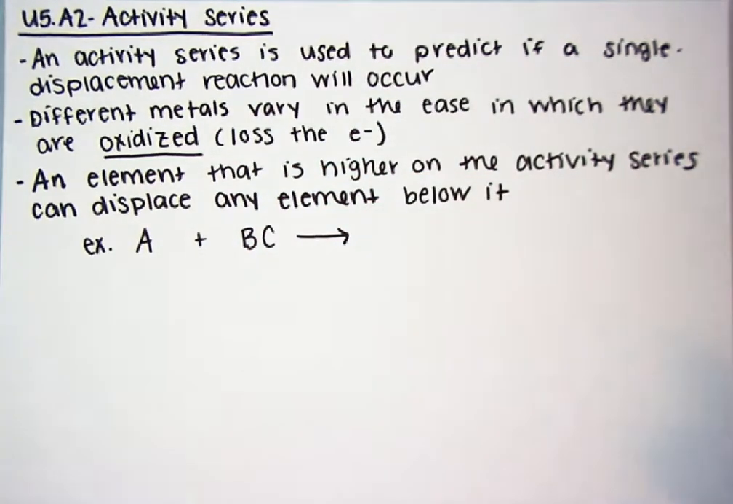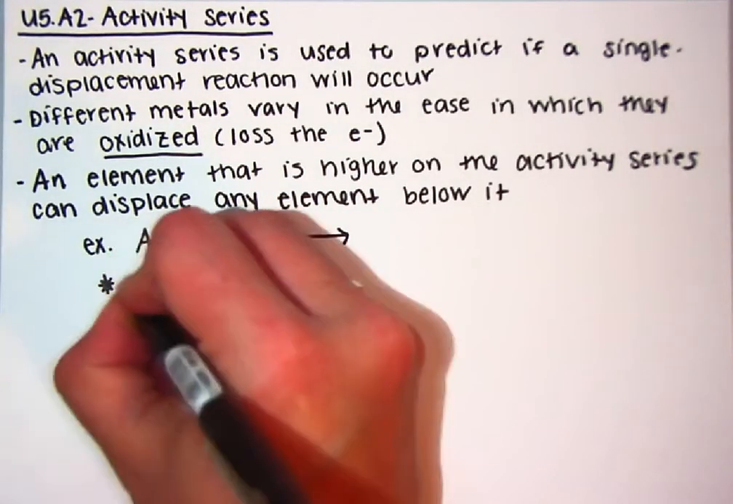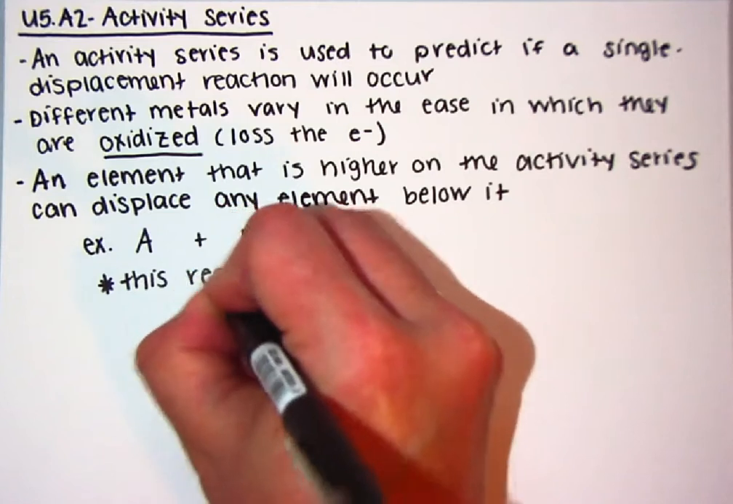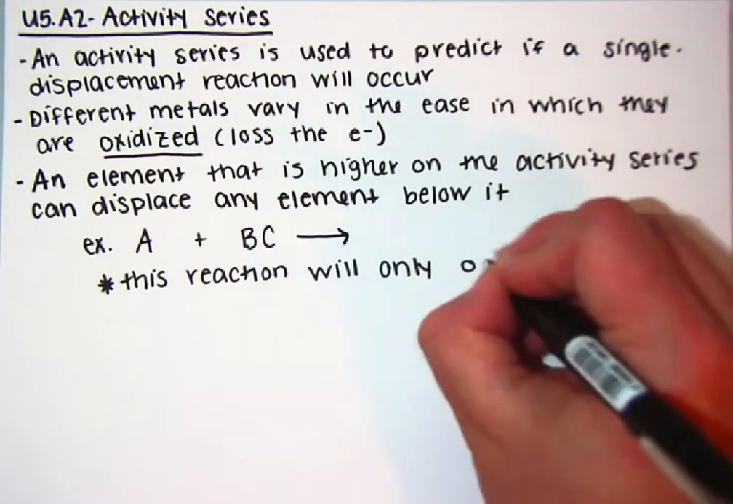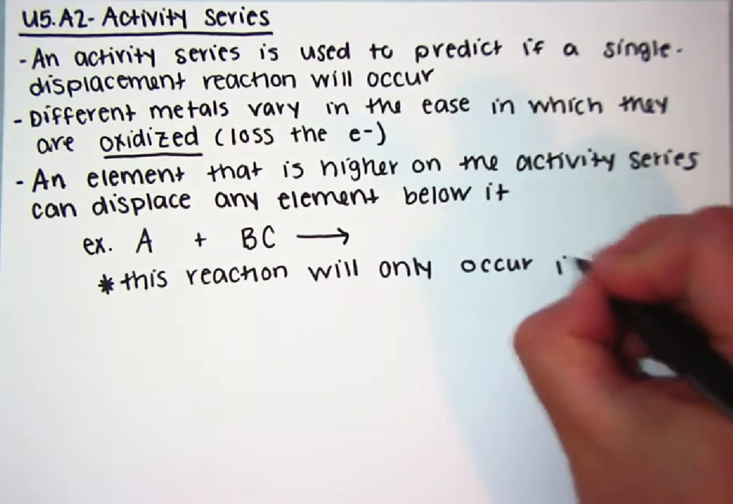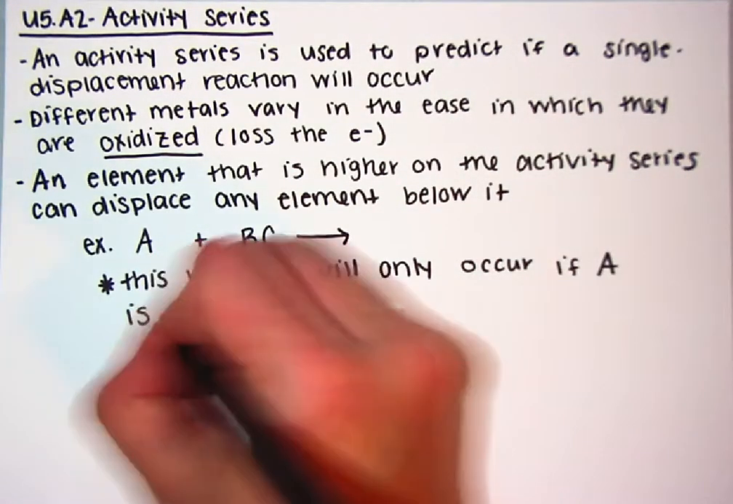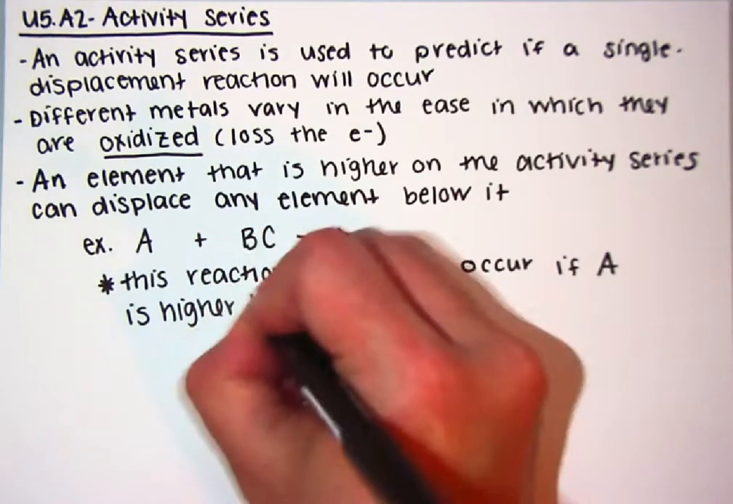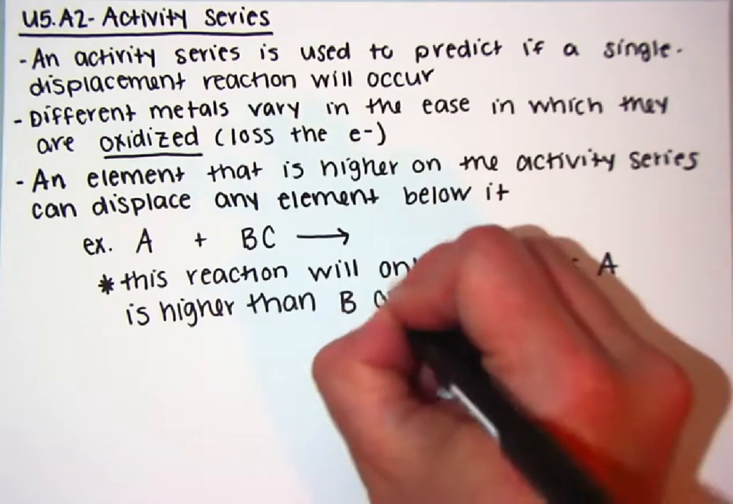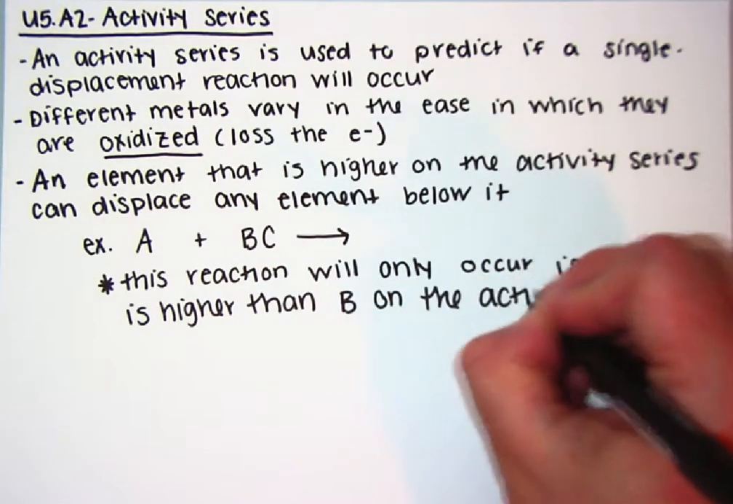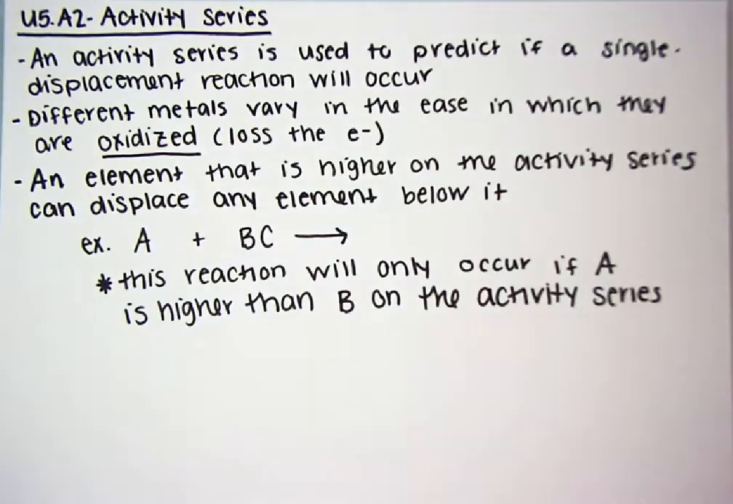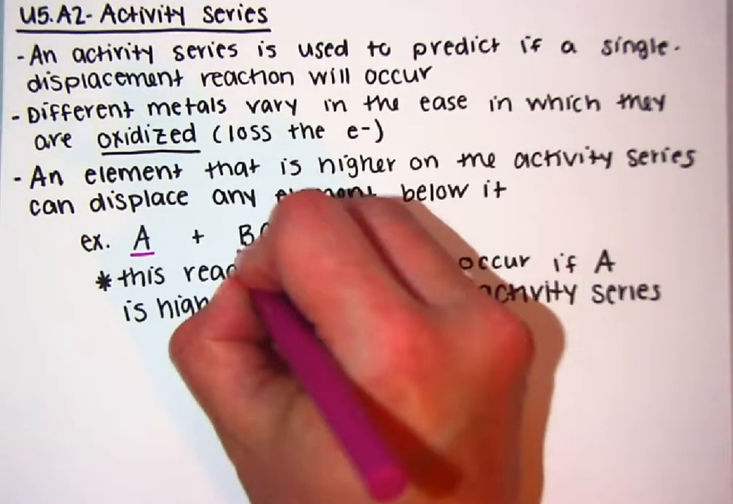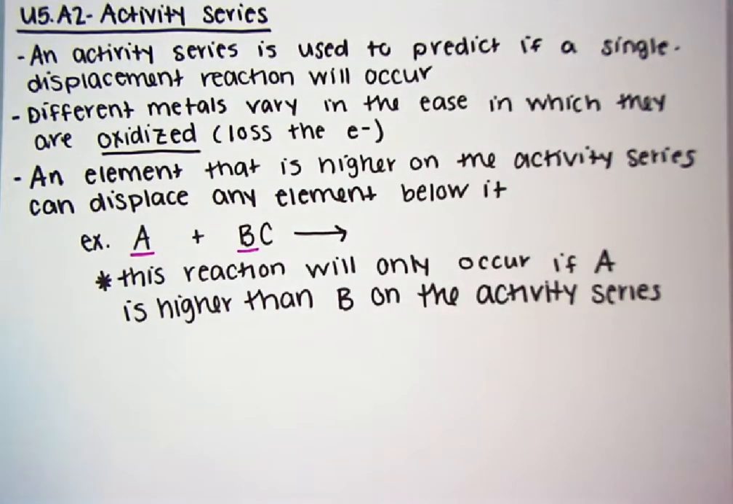So let's say this was my single displacement reaction. This reaction will only occur if A is higher than B. Let's say A is a metal cation and A wants to displace B. The only way that that will occur is if A is higher on the activity series.